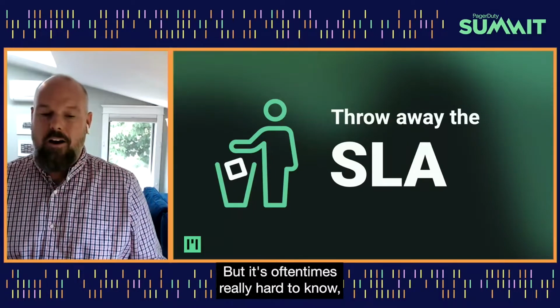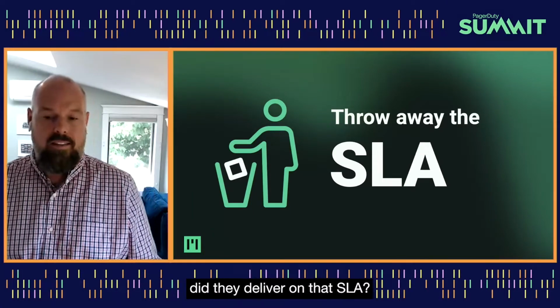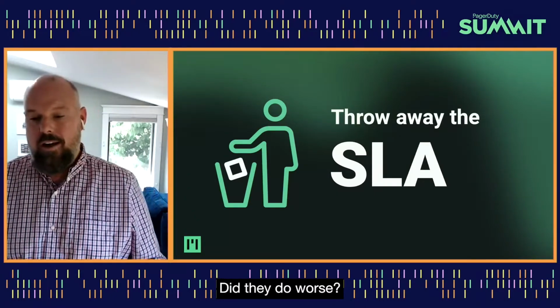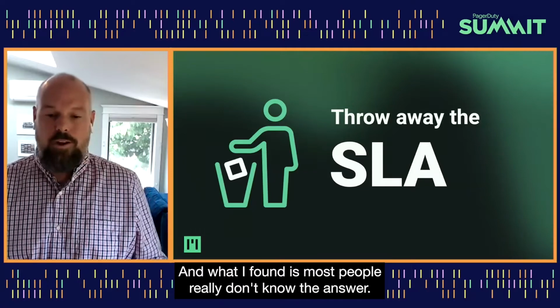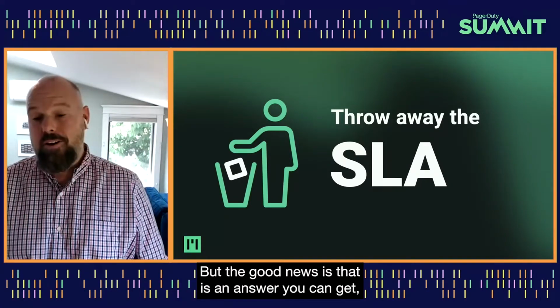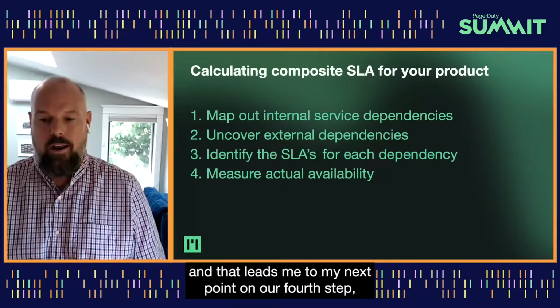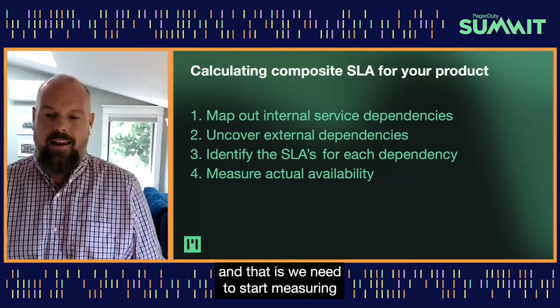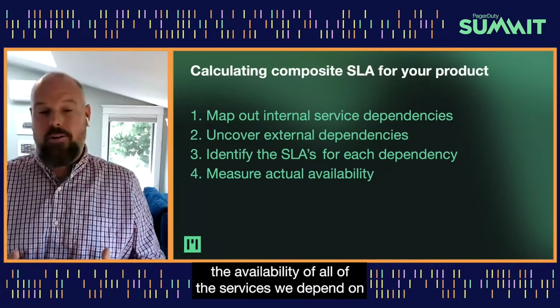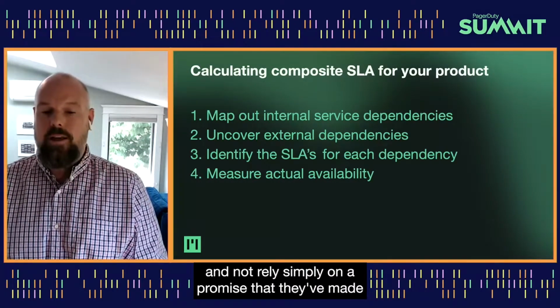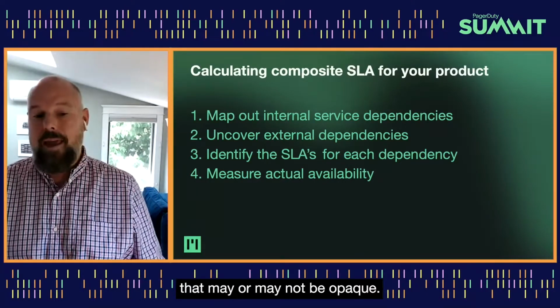But it's oftentimes really hard to know, did they deliver on that SLA? Did they do better? Did they do worse? And what I found is most people really don't know the answer. But the good news is that is an answer you can get. And that leads me to my next point on our fourth step, and that is we need to start measuring the availability of all of the services we depend on and not rely simply on a promise that they've made that may or may not be opaque.